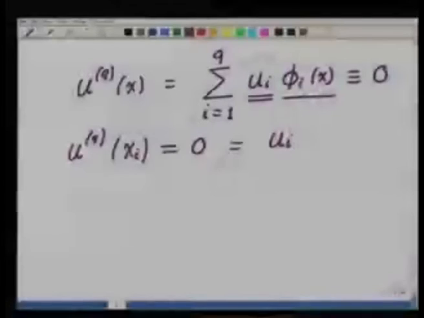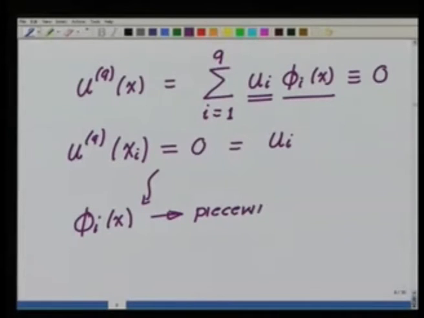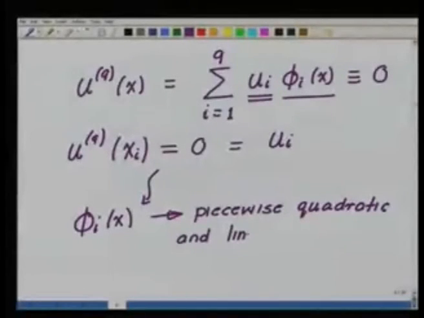So if I do this for all the 9 nodes we have in the domain, what do I get? That from this condition, that u9 is equal to 0 everywhere, we get that all the coefficients ui are 0, which means that the phi's are, these will be called piecewise quadratic, that is, in every element they are quadratic and linearly independent.